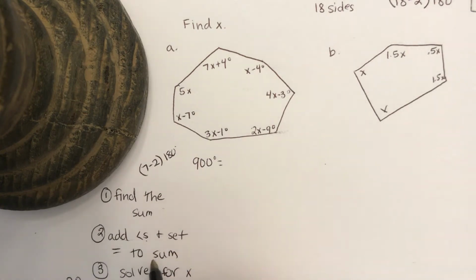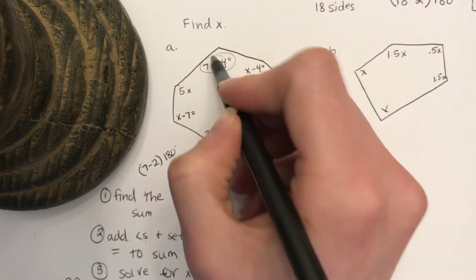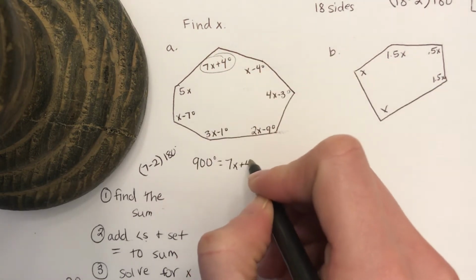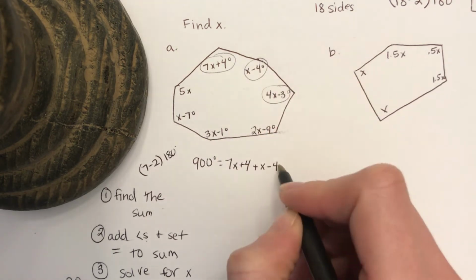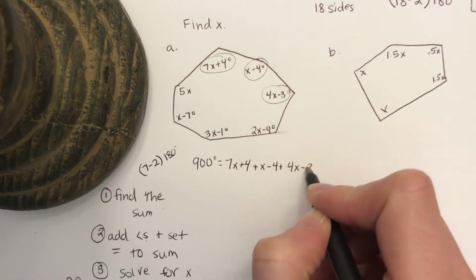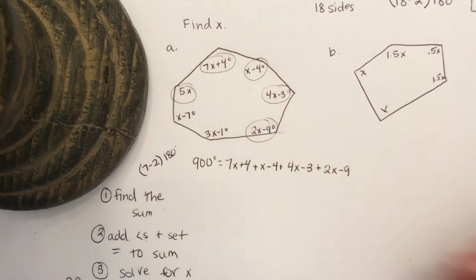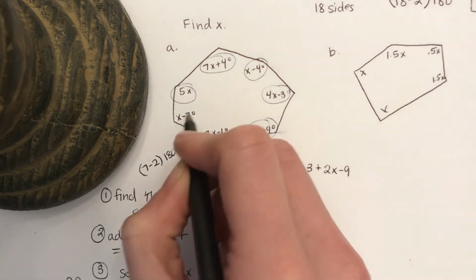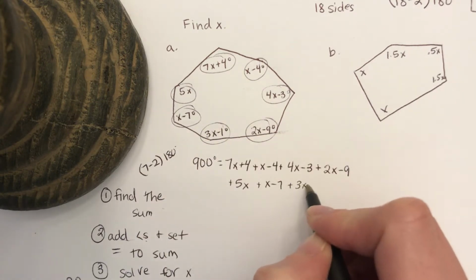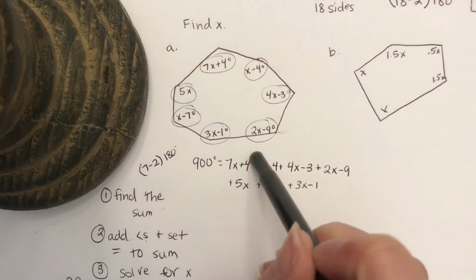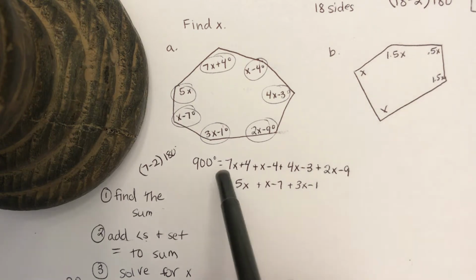Step 2, we're going to add angles and set equal to the sum. So I'm going to create an equation now. I am going to circle each of these as I write them, just to make sure I don't accidentally leave one out or duplicate them. So in between each of these expressions, I'm adding a plus sign. 2x minus 9 plus 5x plus x minus 7 plus 3x minus 1. Again, that's what a sum means, is adding up all your angles. So I just took all these expressions, I added them together, and then I set it equal to the total.